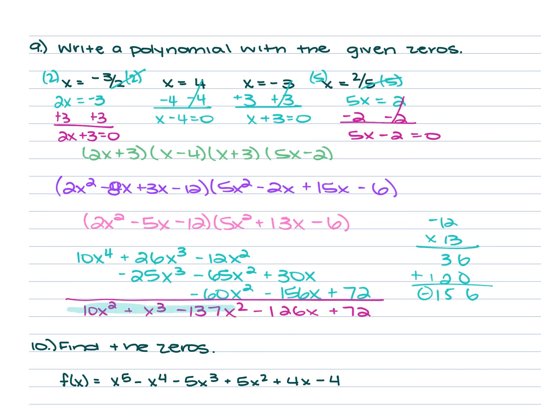So you just have the 10x squared plus x cubed minus 137x squared minus 126x plus 72. I keep doing that. So yeah, this is 10x to the 4th power, not squared. 10x to the 4th power. There you go.